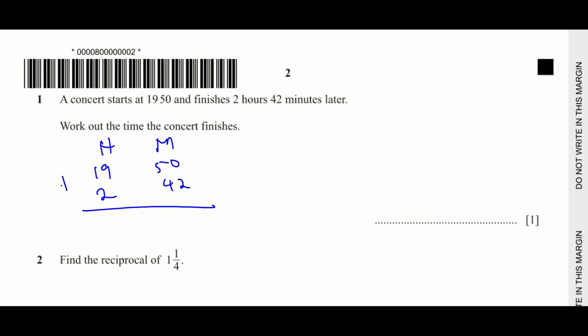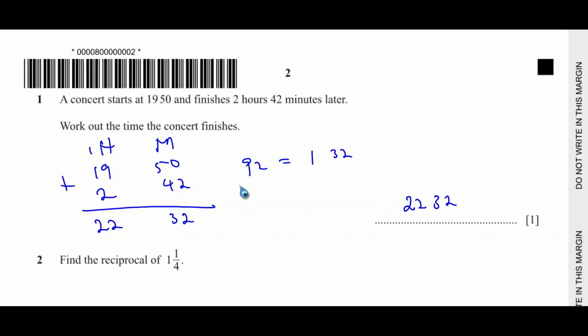So if you add this together, 50 add 42 will be 92, but the maximum you could put here is 59 minutes. So 60 minutes and above will be rounded to an hour, and it will be added to this side. So 92 minutes is the same as 1 hour 32 minutes, as 1 hour is equal to 60 minutes. So I can put 32 minutes here, then 1 add 19, that will be 20, plus 2, 22. So this is 22:32.